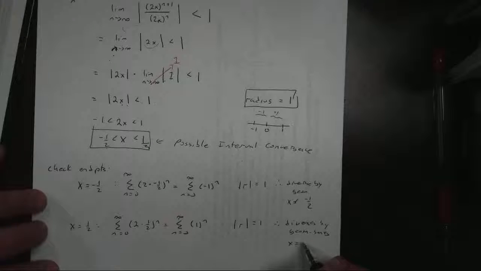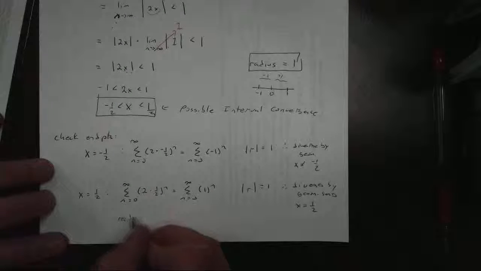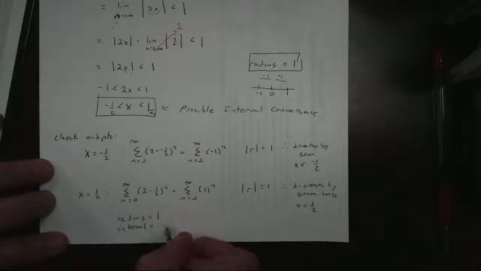So what that's telling us is that the endpoints don't work. So I'm going to write out my answer. My radius we found earlier was 1, and our interval is from negative 1/2 to positive 1/2.